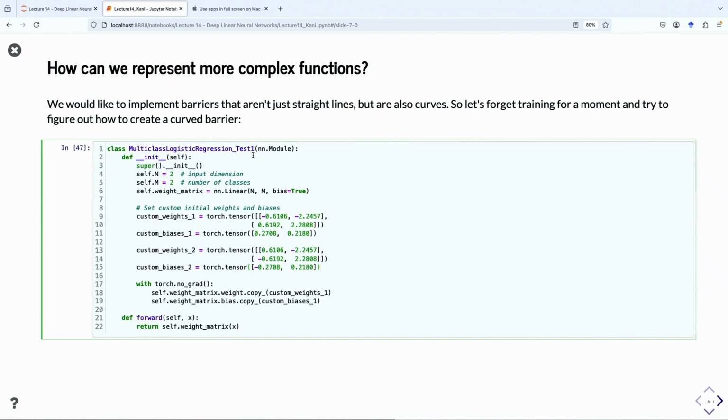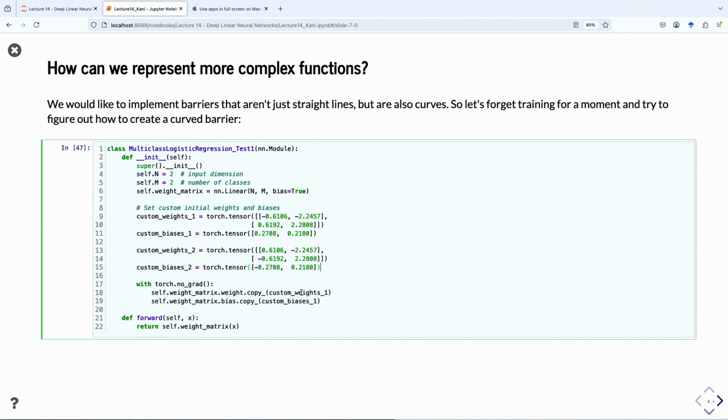So let's go up and look at this first custom weight here. Custom weight values. Again, I'm not optimizing. This is just a random set of values that defines a particular set of barriers in the code, straight lines, okay? So I have the weight matrix for the multi-class logistic regression. I have a set of particular values, and I copy those values into the weight matrix.